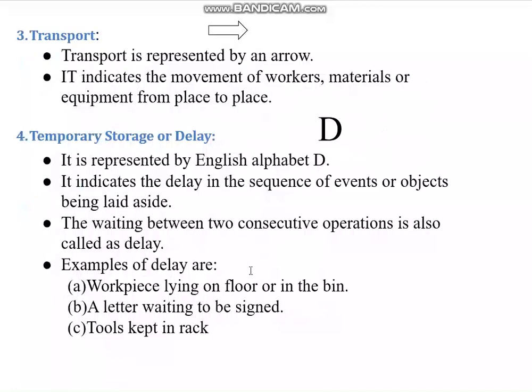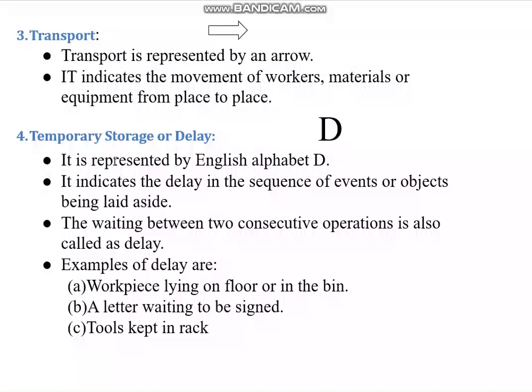Okay, next one is transport. This is the symbol, an arrow mark, and it indicates the movement of workers, materials, or equipment from one place to another place. Mostly it is raw materials, but it could be equipment also, it could be workers also. This is transport.